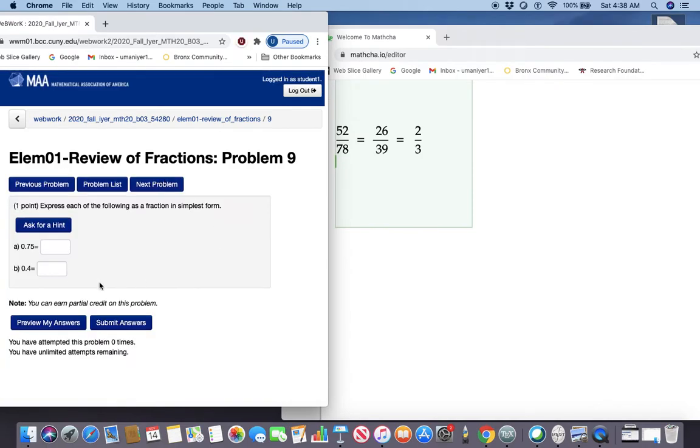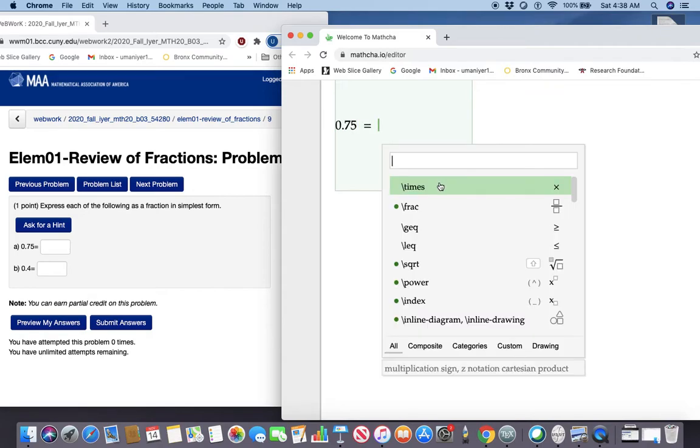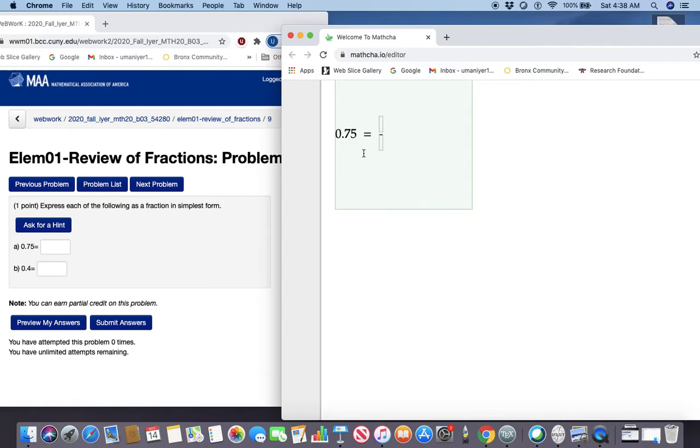Next problem. Express each as a fraction in its simplest form. Well, you first have 0.75. Any decimal number, how do you reduce it to a fraction? Look after the decimal point, how many digits do I have? 2 digits, right? 1 and 2. So I divide by 100. So notice 100 has 2 zeros. I need 100 because of the 2 digits.